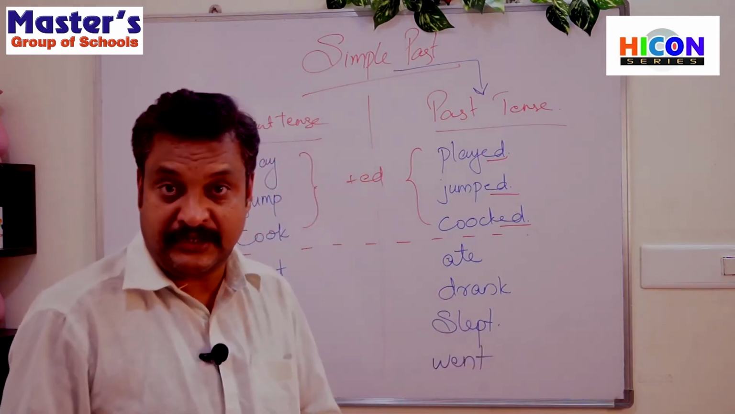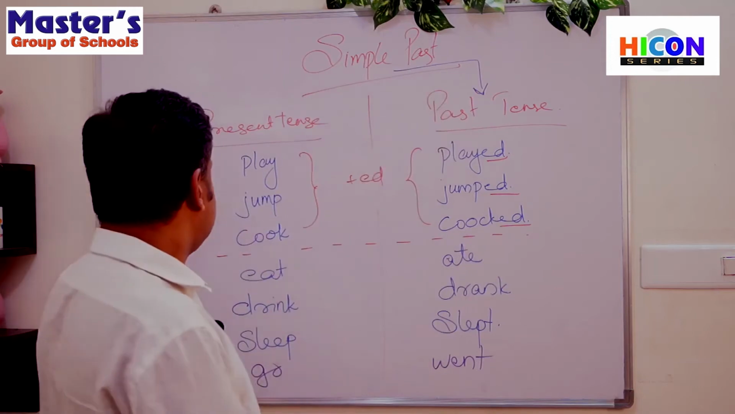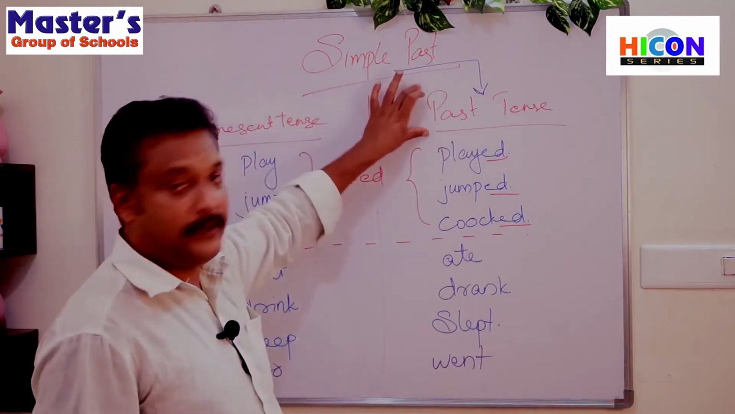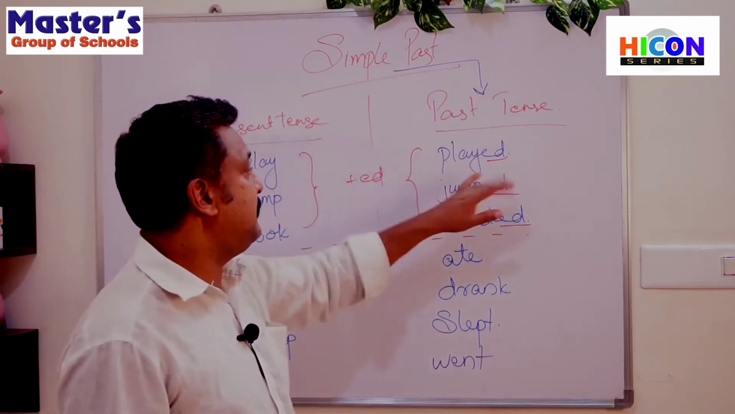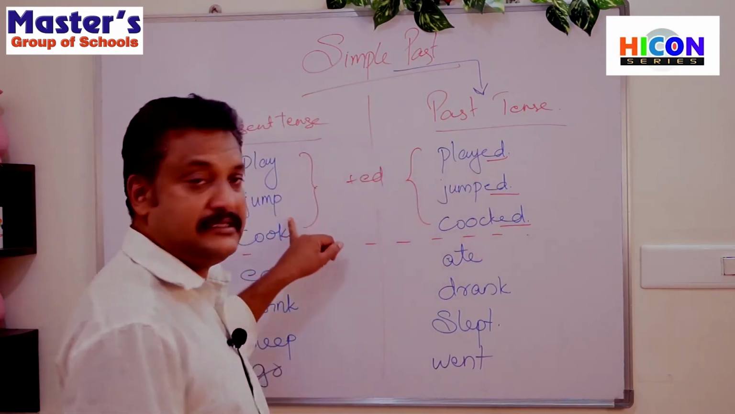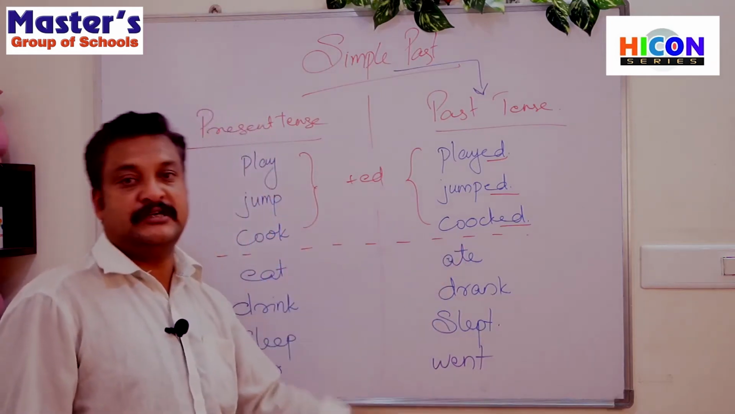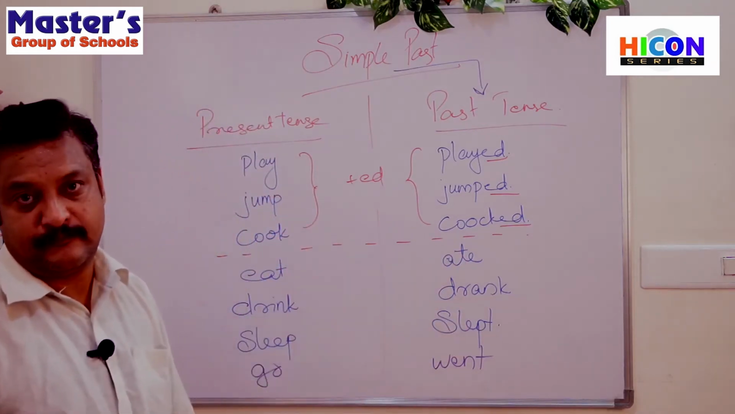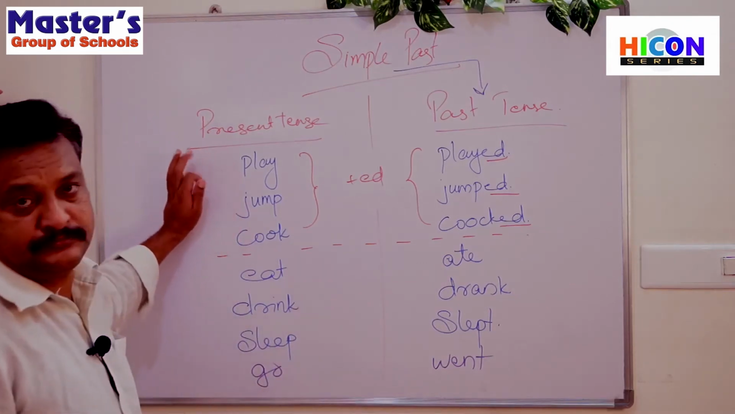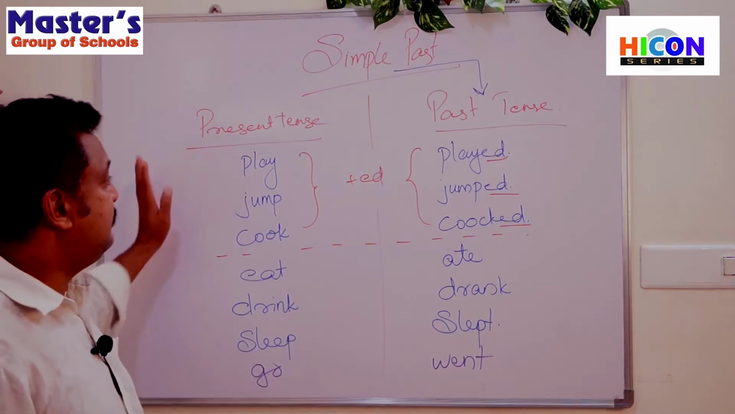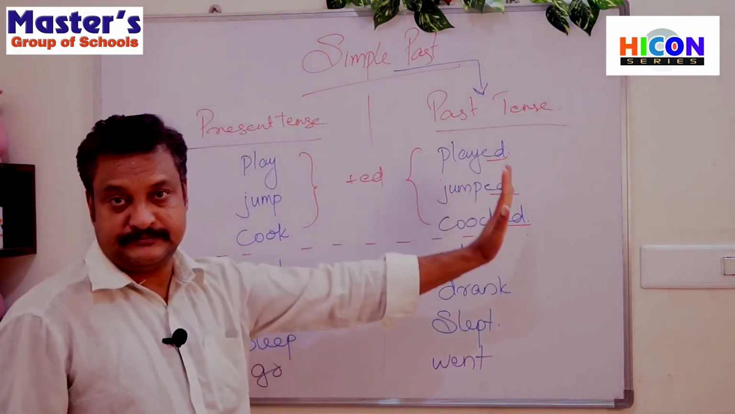Still more forms are there, but here we are comparing only two forms. Okay, present tense and past tense. So some verbs get their past tense form by adding ed to the present tense form of the verb. Some verbs have different words as their past tense. Okay, so words like play, jump, cook, they have played, jumped, cooked, means adding ed.